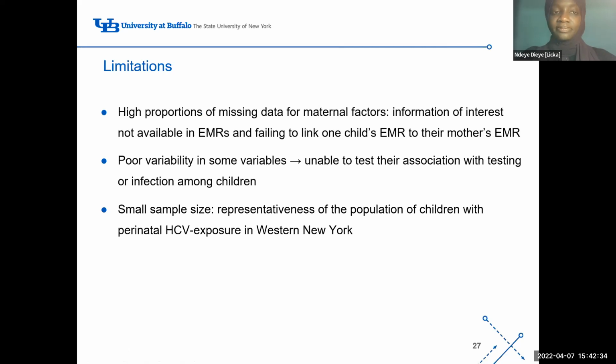So some limitations of our study: there were high proportions of missing data, particularly for maternal factors, because information of interest were not available in electronic medical records. And in some cases, we failed in linking the child's EMRs to the mother's EMRs. Also, there was poor variability in some variables, and as a result, we were not able to test their association with either testing or infection among the children. And third, our small sample size of 133 children might not be representative of the population of HCV-exposed children in Western New York.